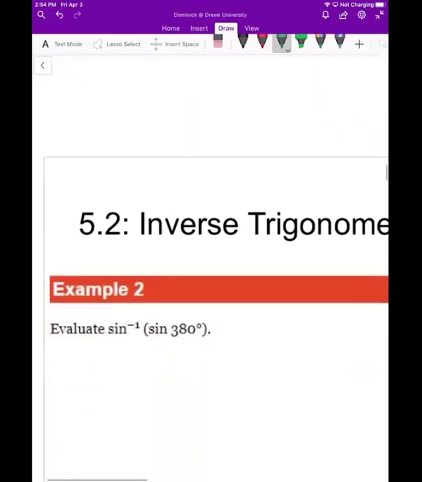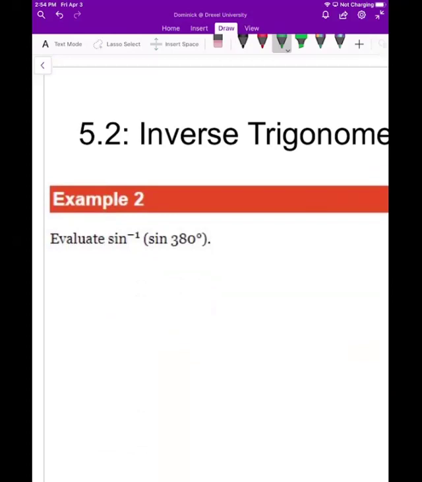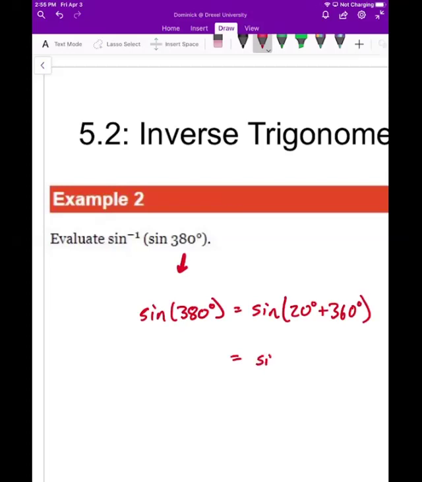Let's look at another example. Now let's suppose we want to find the inverse sine of sine of 380 degrees. Again, we're in a similar situation, where sine of 380 degrees is the same as sine of 20 degrees plus 360 degrees, which is just the sine of 20 degrees.